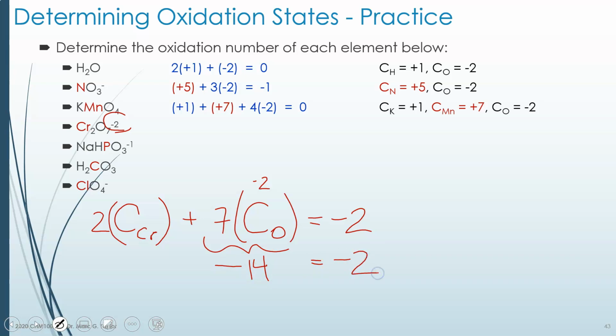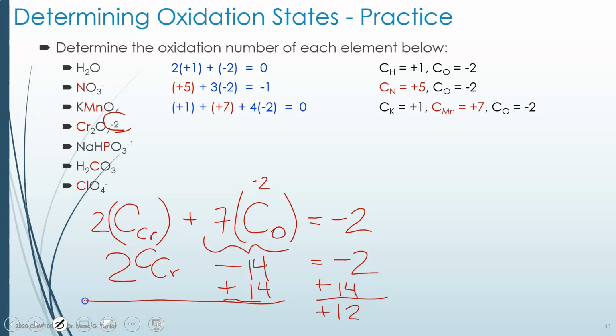And the total equals -2, so we have 2 times the chromium oxidation state, -14 equals -2. If we add 14 to both sides, this side becomes +12, and on the other side the 14s cancel, and we just end up with 2 oxidation states of the chromium equals +12. Therefore, the oxidation state of 1 chromium is +6. And it's important to say the plus if it's a plus and the minus if it's a minus. You must have those terms in there.